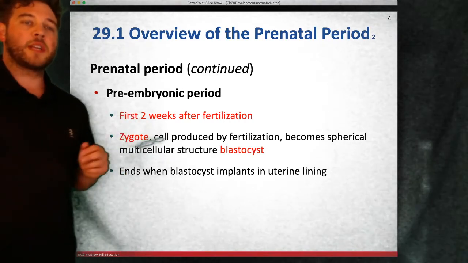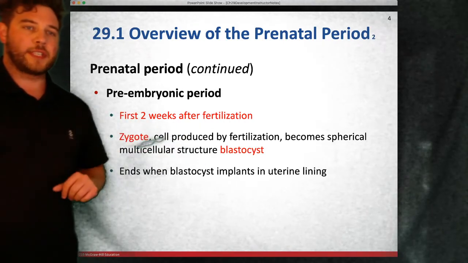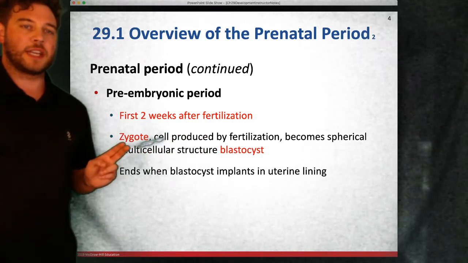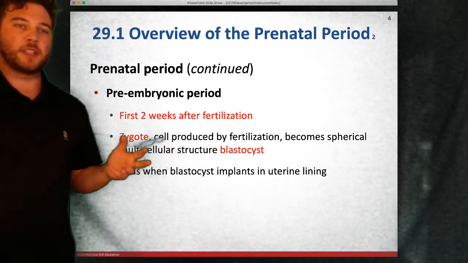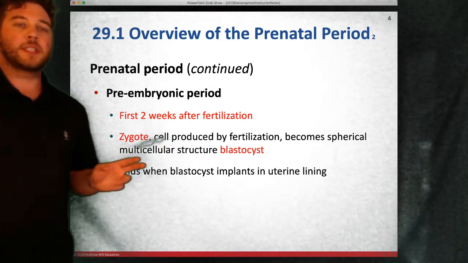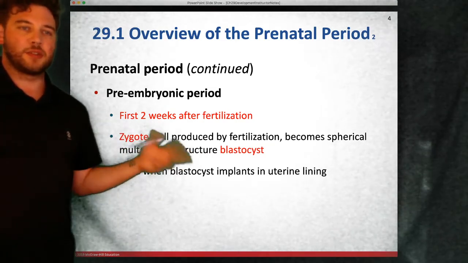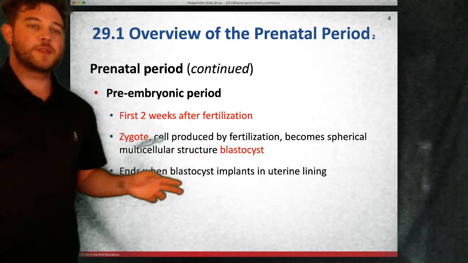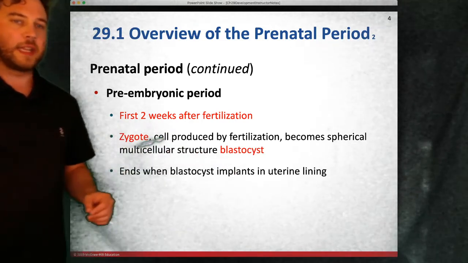The pre-embryonic period is the first 2 weeks after fertilization. It is the zygote, which is the cell produced by fertilization. So once the sperm and egg come together, they form a zygote. It becomes a spherical multicellular structure called a blastocyst. It just goes through a series of divisions, and it ends when that blastocyst implants in the uterine lining.